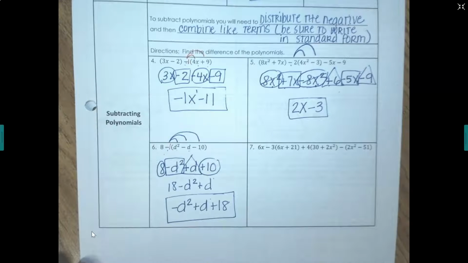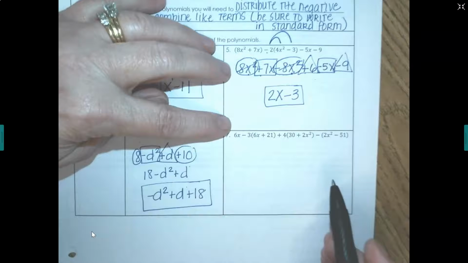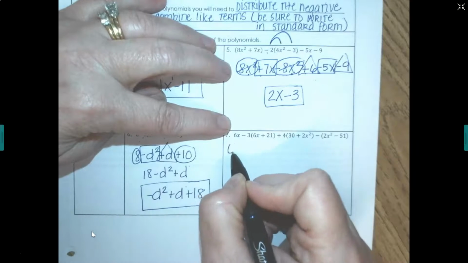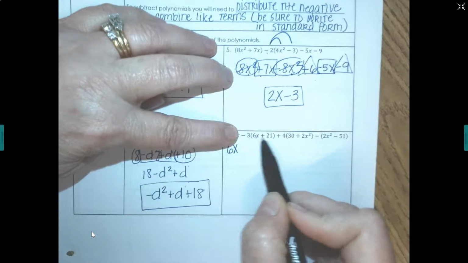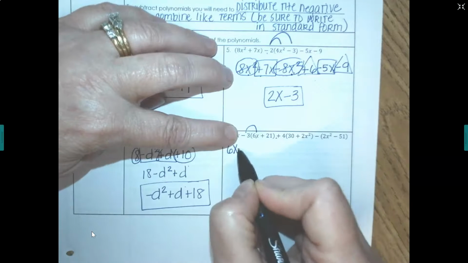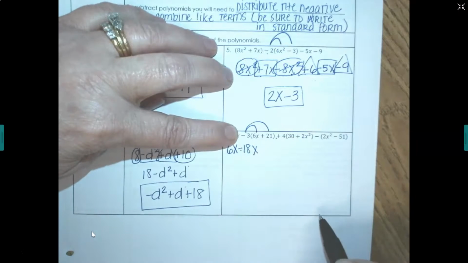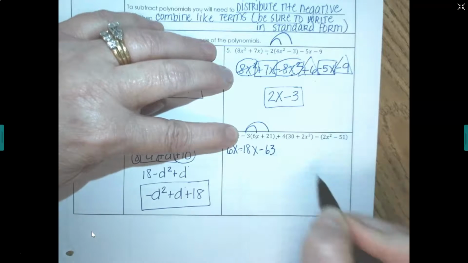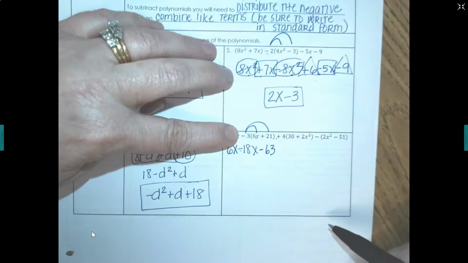All right, we're going to try this again. This is the longest one. There's a whole lot going on, so let's start at the left and work our way across. 6x has nothing multiplying to it, so we're just going to bring down 6x. Now, I have a negative 3 multiplying to a parenthesis. That means distribute it. Negative 3 times 6x is negative 18x. Negative 3 times 21 is negative 63. 21 times 3 is 63, and it's a negative because it was a negative times a positive.